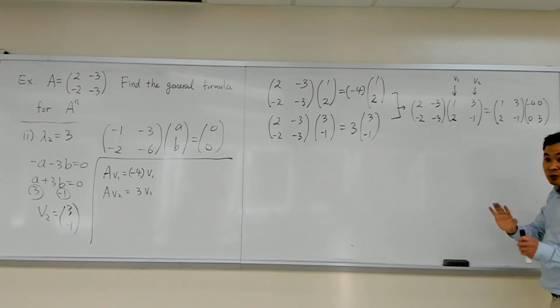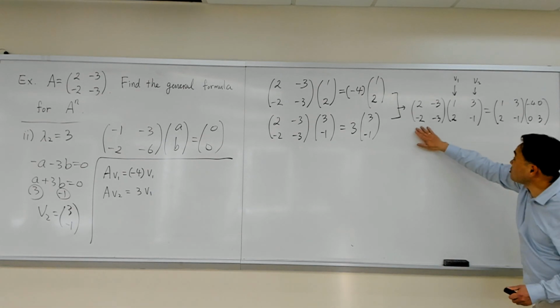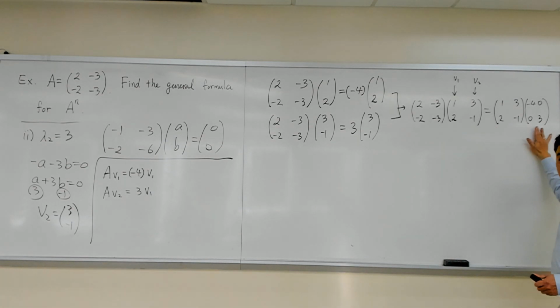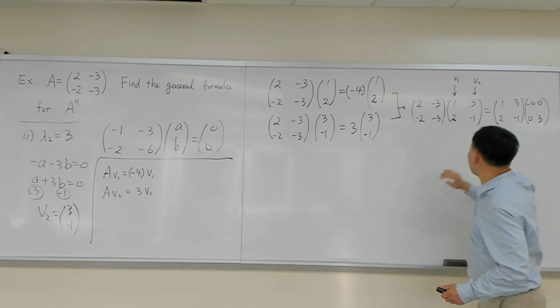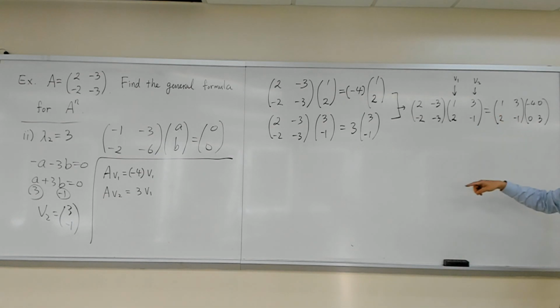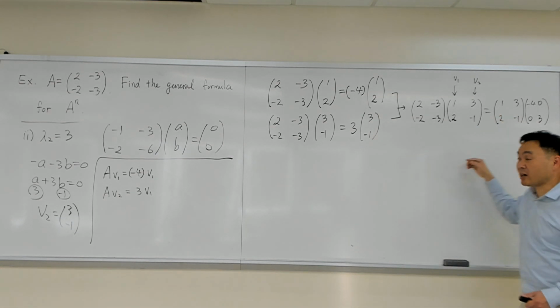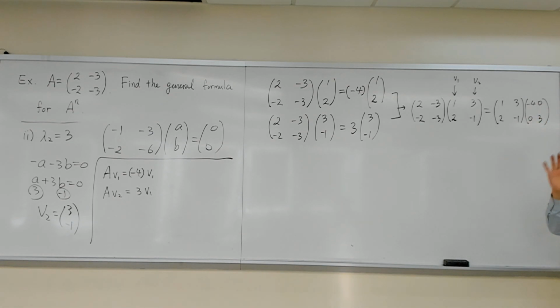And then once you're done with it, you should also do this calculation and do this calculation and see that indeed, if you multiply this, you get negative 4, negative 8 as the first column, and then 9 and negative 3 as the second column. Make sure you do that. Okay? Then you're going to understand what's going on. And do you realize that this is a diagonal matrix?